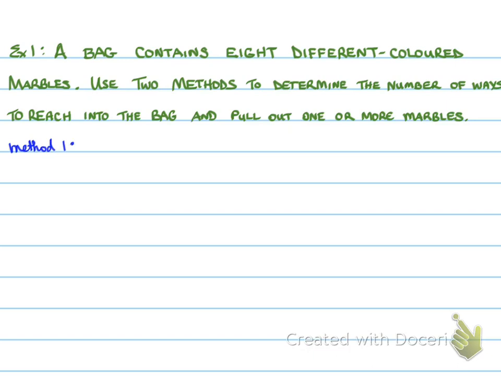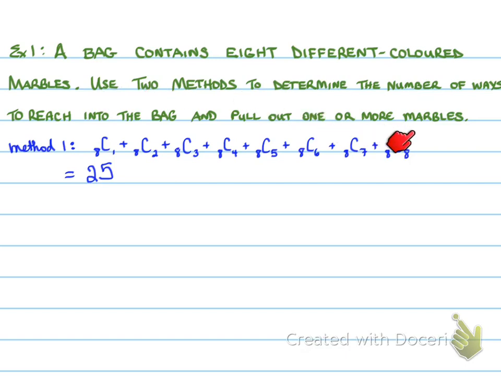Method 1. We have 8 marbles in the bag, we choose 1. Or we can take 8 marbles, choose 2. Or 8 choose 3, and so on, all the way through up to and including 8 choose 8. Because remember it says 1 or more marbles. So I can choose 1 all the way up to all 8 marbles, like a handful.